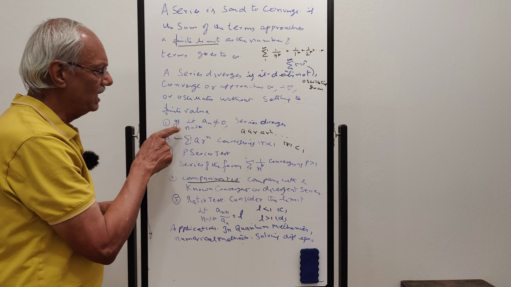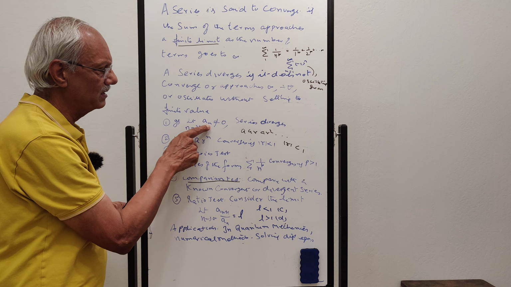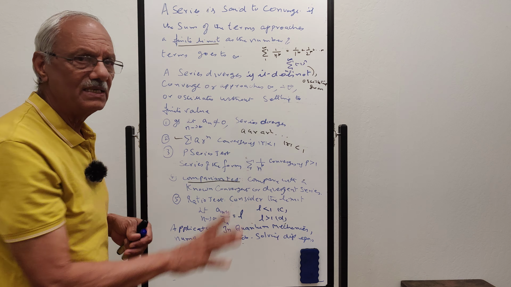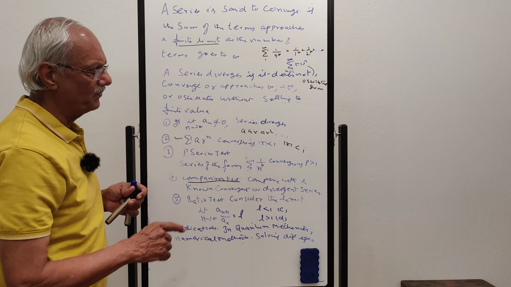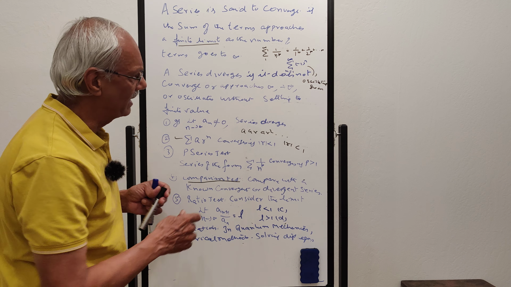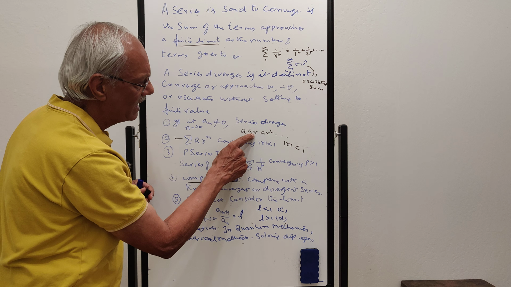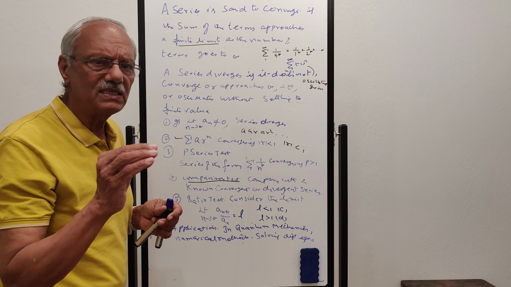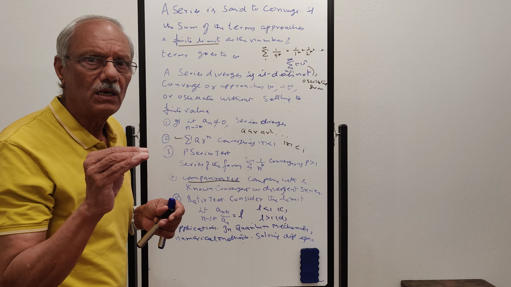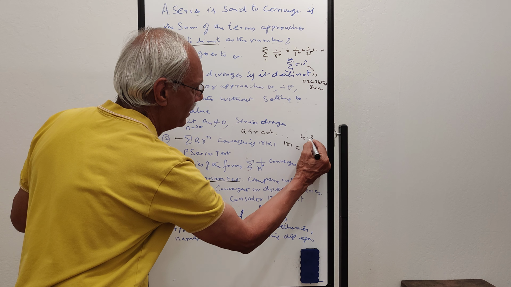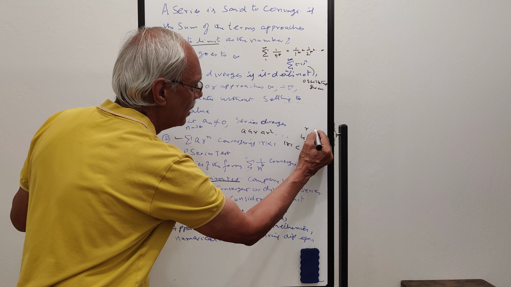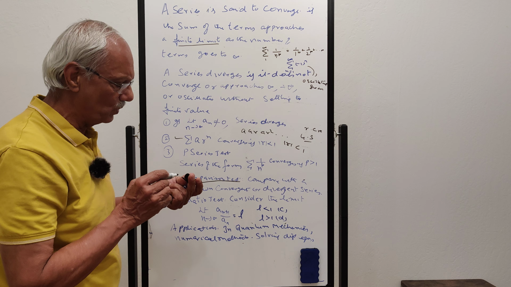So if the limit as n tends to infinity of a_n is not equal to 0, the series diverges. For example, you take this. Now I will give you one more example for convergence and divergence. See, this is a, ar, ar squared. This is a geometric series with R as the common ratio.